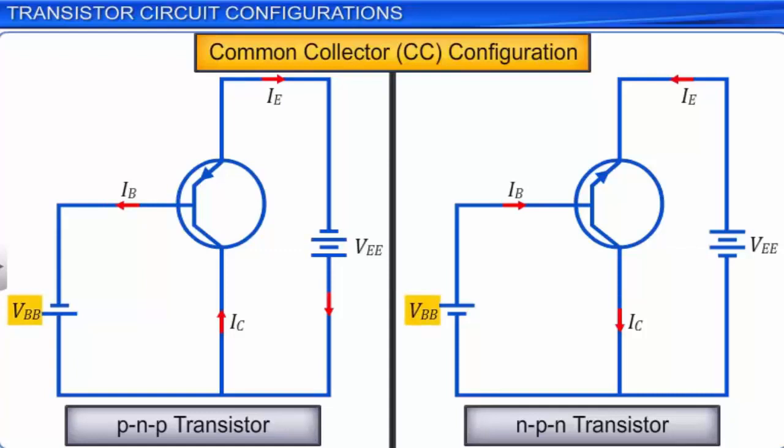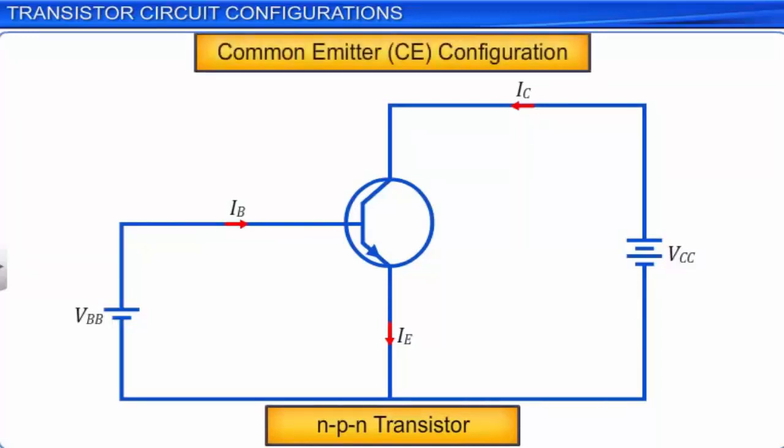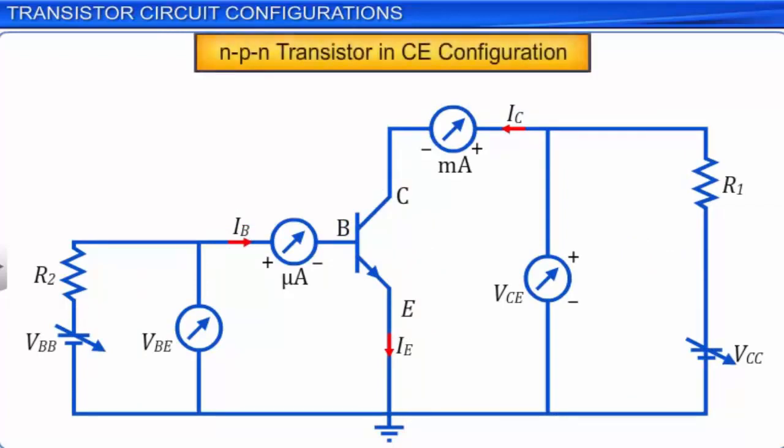Since the NPN silicon transistor is the most commonly used transistor and the common emitter configuration is the most commonly used circuit configuration, let us study the input and output characteristics of an NPN transistor in the common emitter configuration. The circuit to study these characteristics is as shown. In the common emitter configuration, the input is between the base and the emitter and the output is between the collector and the emitter.